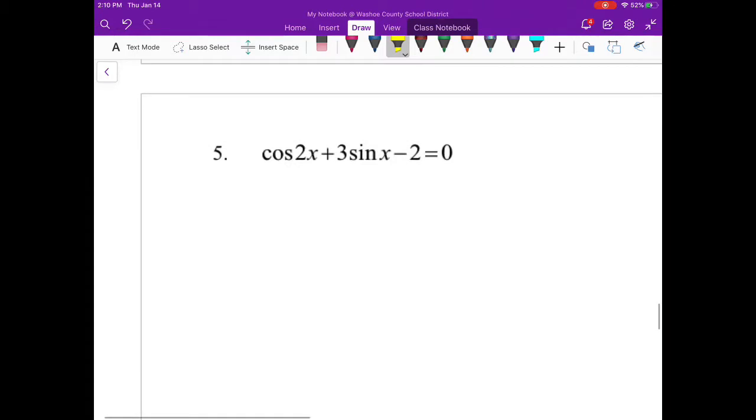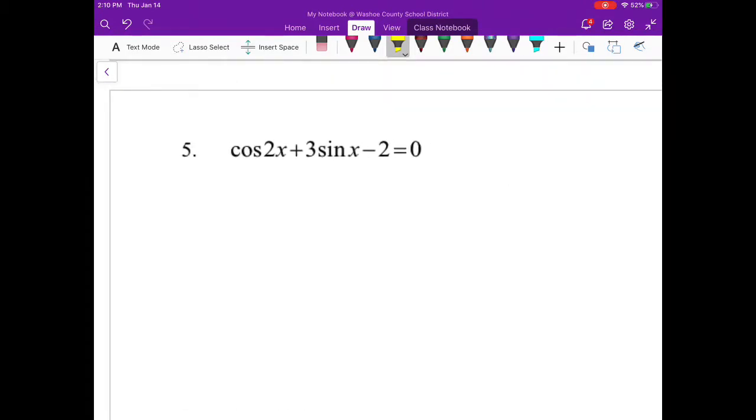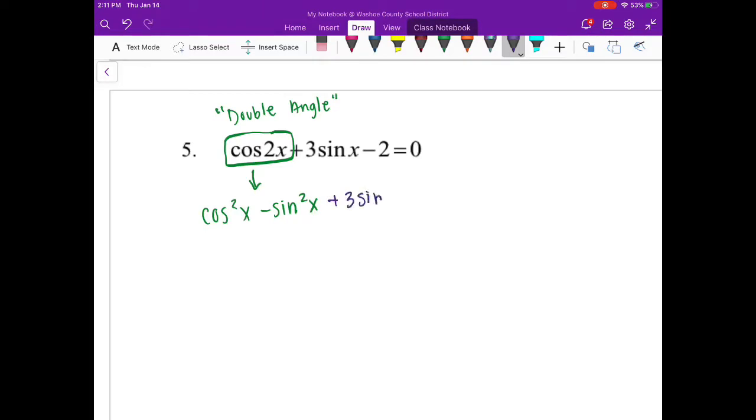Next problem, number 5. Here we have cosine of 2x plus 3 sine x minus 2. So looking at my golden ticket, I want to simplify this and either turn it into cosine or sine. Now this right here is called the double angle, and it is found in your golden ticket. And the double angle turns into cosine squared of x minus sine squared of x. Okay, and then I'm just going to bring down the rest of my equation that was originally there.